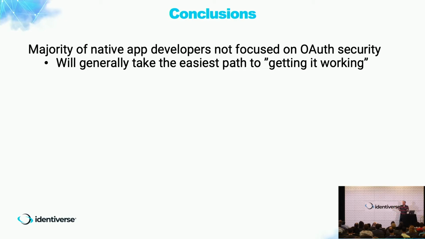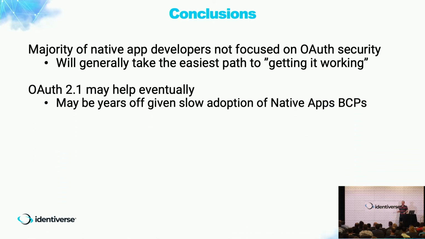The thing you have to change is to make the easy path the one that's actually secure, so give them an easier way to actually get the secure path implemented, which the MID assistant is one of the ways. OAuth 2.1 may help eventually.